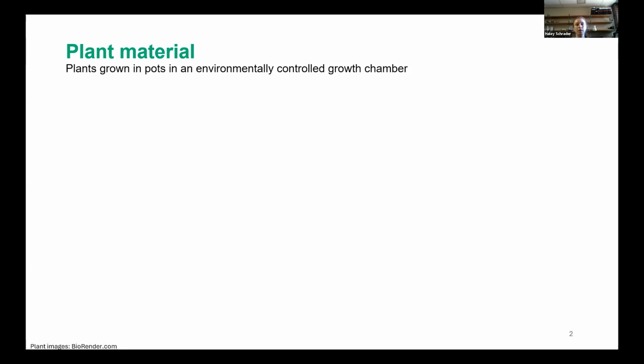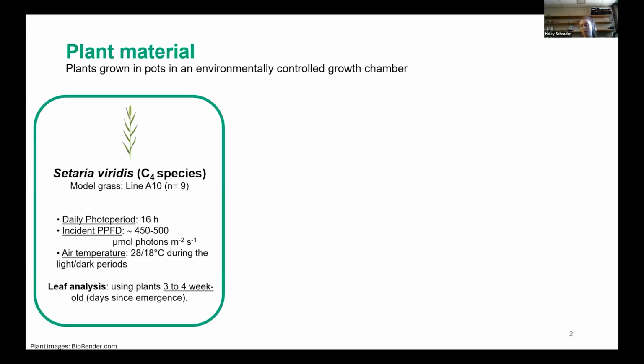So I do want to note that the measurements that I'll show today, or that we'll all show today, are on growth chamber grown plants. And I'll start by showing some data on the C4 model grass Setaria viridis. I have our growth chamber conditions and the plant age during measurements detailed here, but if you're interested, you can read through that. I won't go through the details.